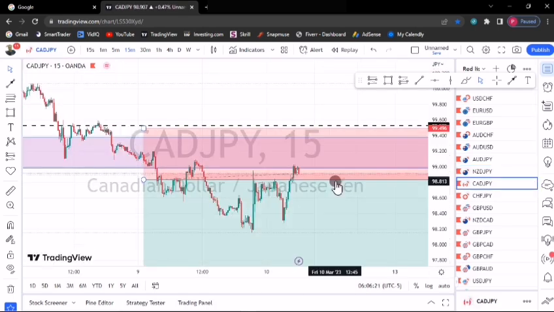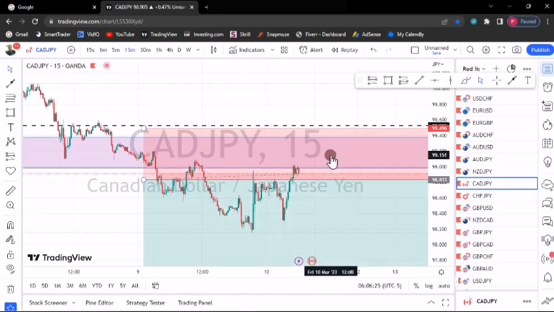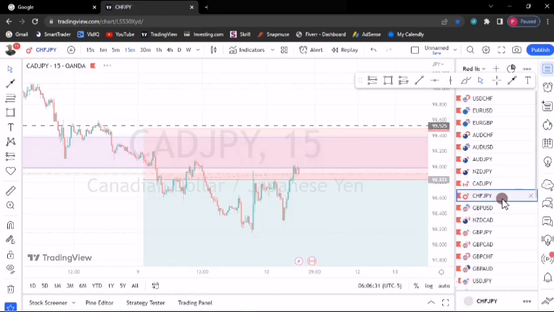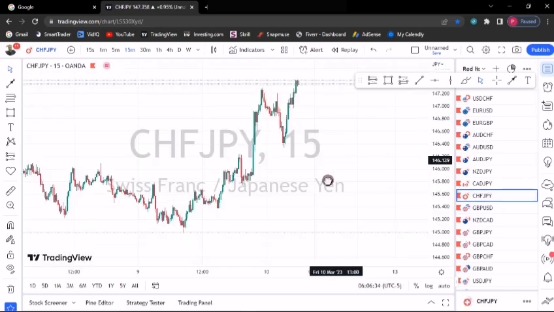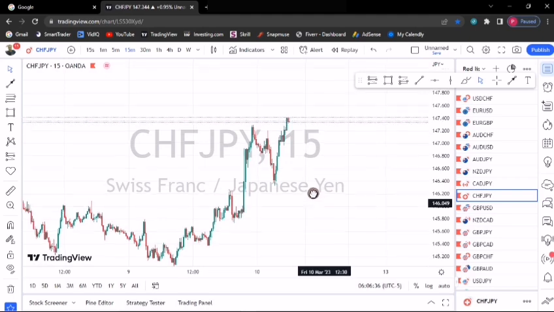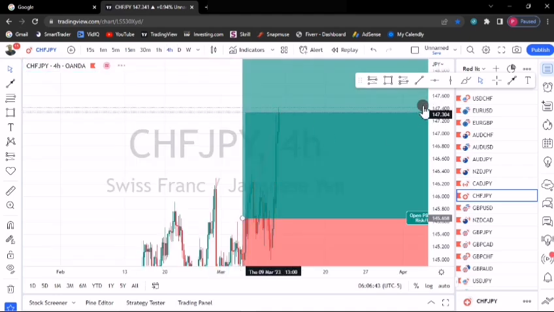CADCHF. I think it came to retest this zone. It's now coming back. Where I have a trade, I will skip. It's an uptrend. What is happening here?